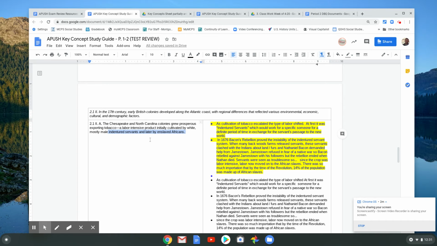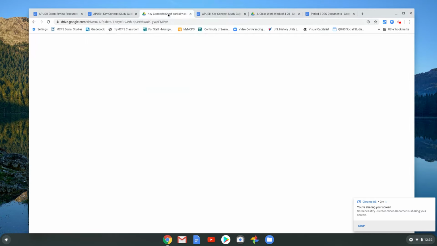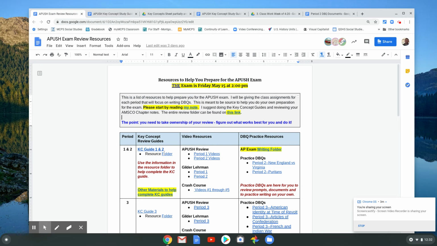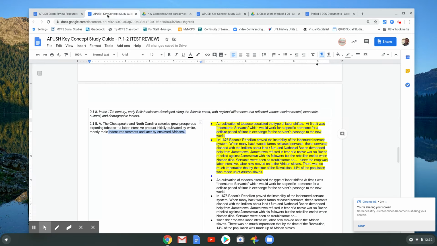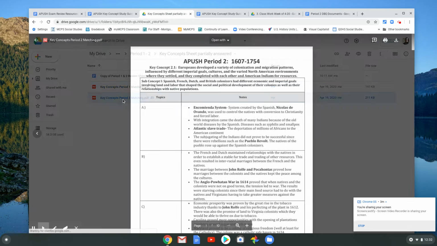If you just read that key concept, you might say, okay, I get it: tobacco took a lot of work, and it had indentured servants do most of it and then later enslaved people. But I want you to go through these key concepts so you understand the information you need to be successful in your writing. I also put a resource folder; if you click on this, there is a lot of information in it. I did some of my notes, and I also gave you the key concepts.